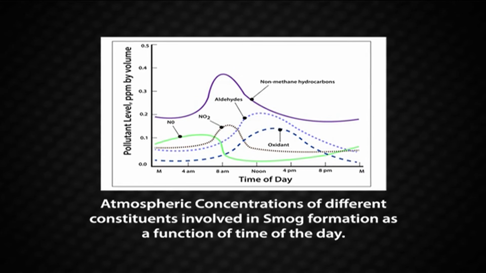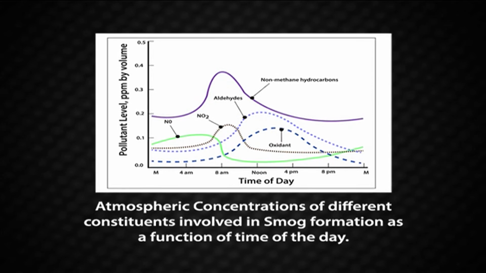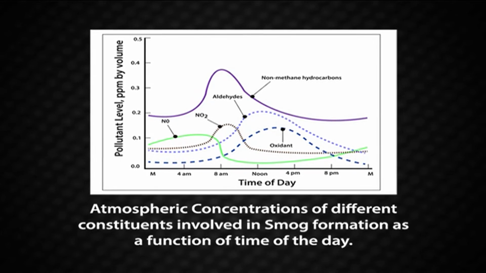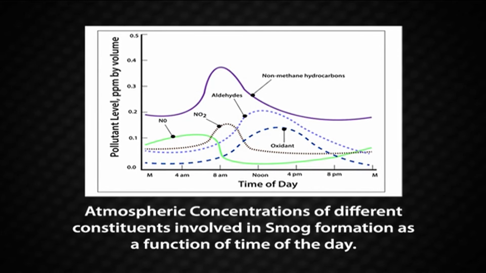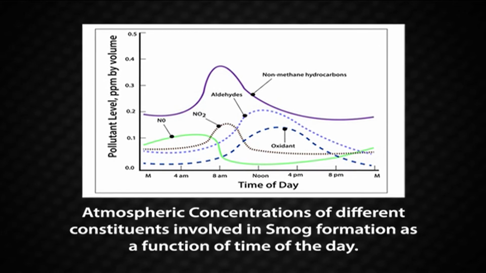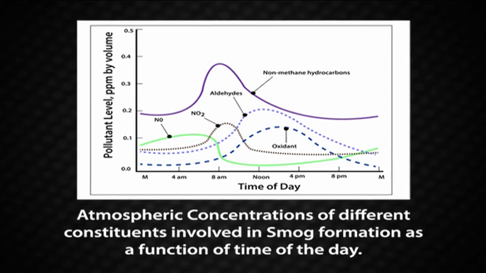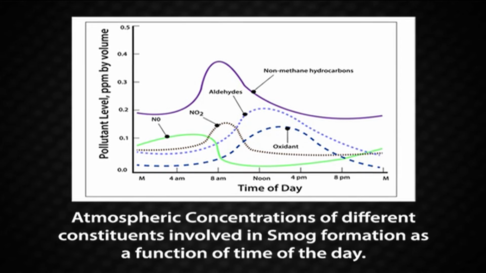Now let's see what happens to the atmospheric concentration of different smog constituents as a function of the time of day. As is seen in the generalized plot, shortly after dawn, the level of nitric oxide in the atmosphere decreases markedly, a decrease which is accompanied by a peak in the concentration of nitrogen dioxide. During midday, the level of aldehydes and oxidants become relatively high. However, the concentration of total hydrocarbons in the atmosphere peaks sharply in the morning, then decreases during the remaining daylight hours.